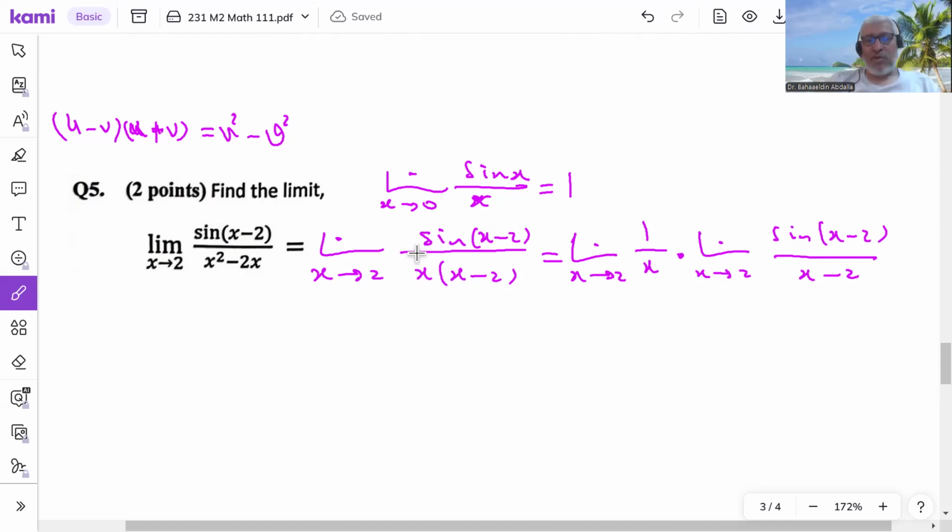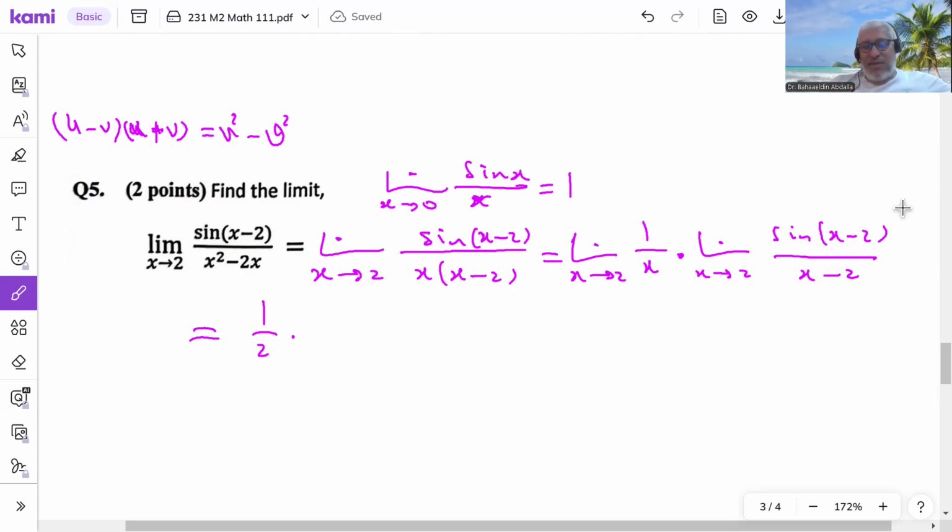So this one, I wrote it like this multiplied by this. If you multiply these two, you go back to this one. Now the first limit, if you replace x by 2, the answer is 1 over 2, half. But what about this limit? What is the limit of sine(x minus 2) over x minus 2 when x approaches 2? If you replace x by 2, you will have sine 0 over 0, which is 0 over 0.